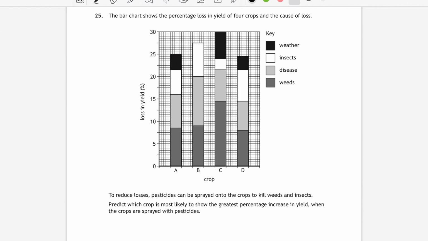Okay, so I want to be paying attention here. We've got a bar chart, it's got the percentage loss in yield for crops, and we're going to spray some pesticide on it to kill weeds and insects. So we've got weeds here. We're looking for the one that's got the greatest of this color of bar, and that is going to be this bar here. That means we're going to kill the largest proportion of weeds in crop C, which means that crop C will benefit the most. And that brings us to the end of this paper.